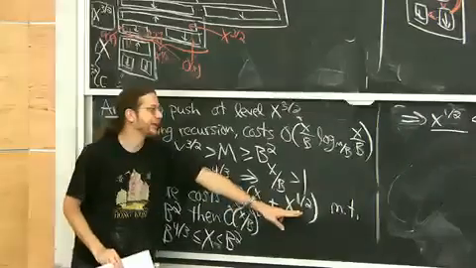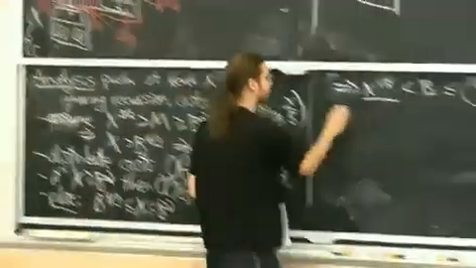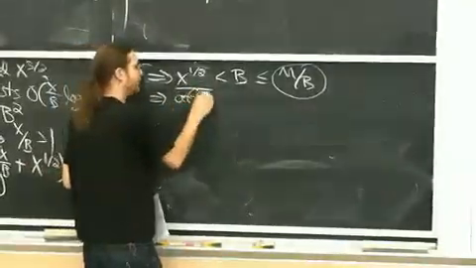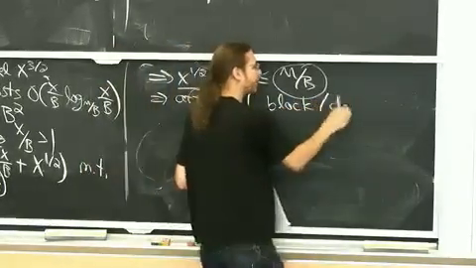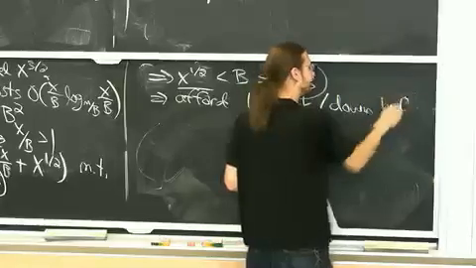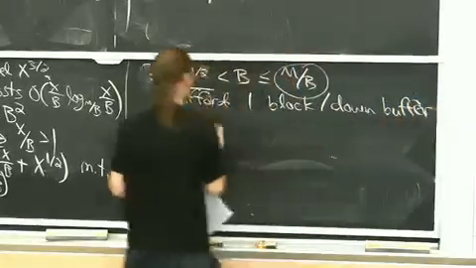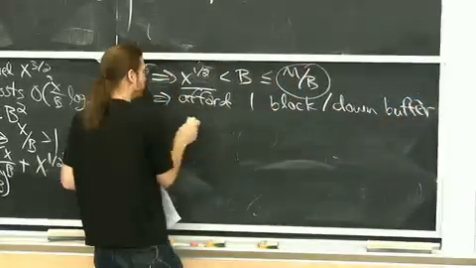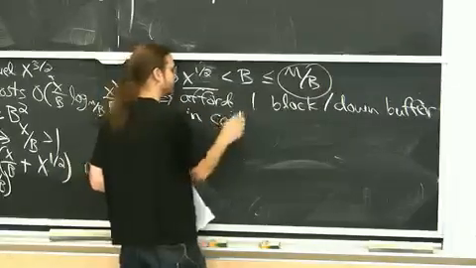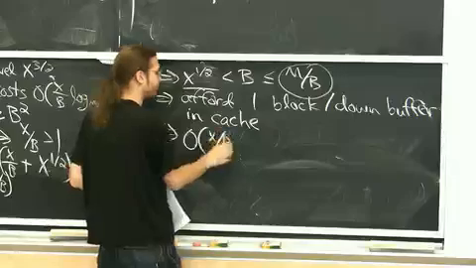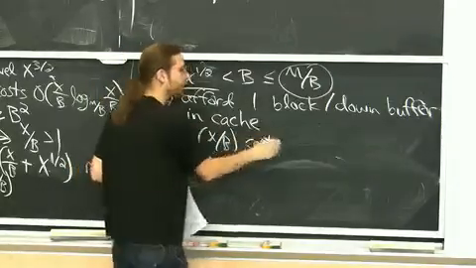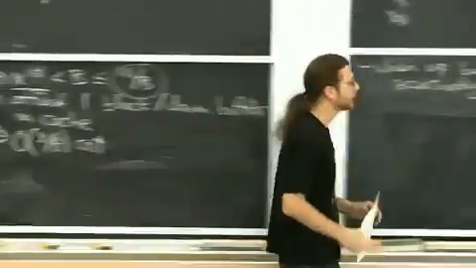So this is free. So you can afford one block per down buffer in cache. And so again, we get an x over b cost. Okay, so the distribution is basically free. The hard part is the sorting.